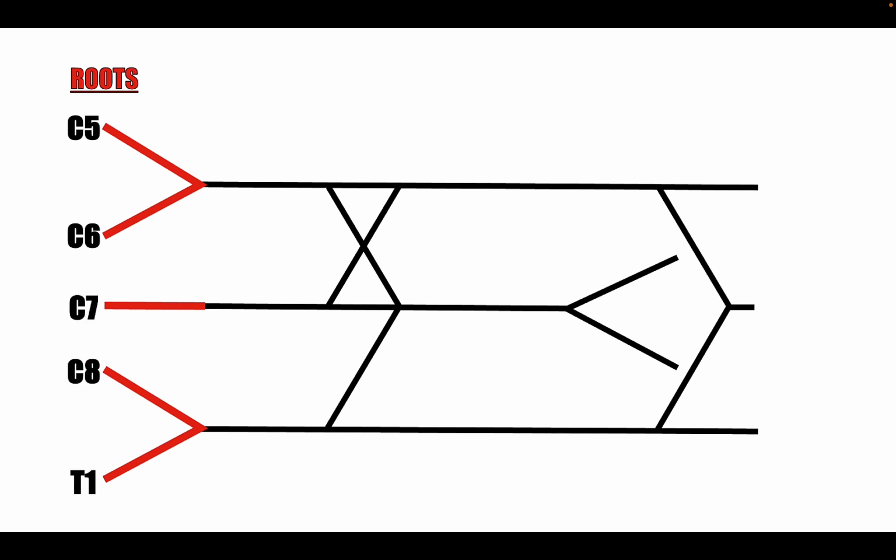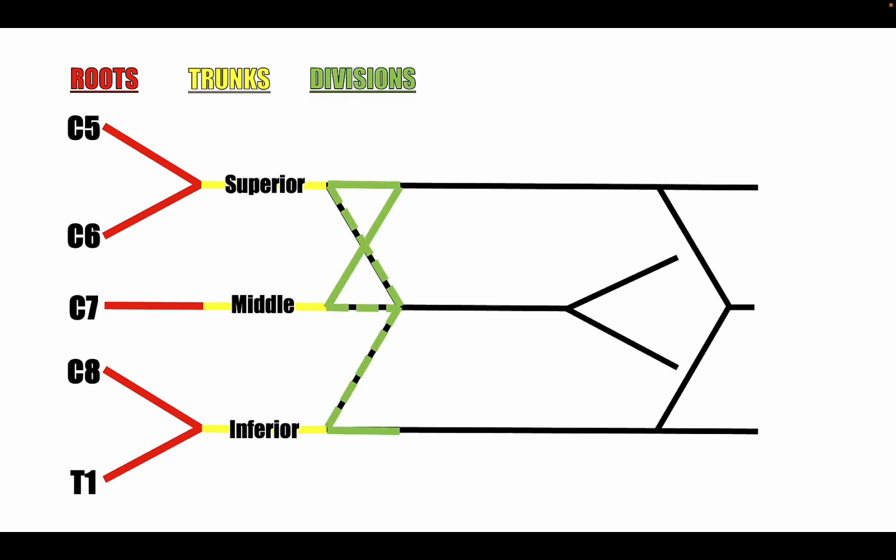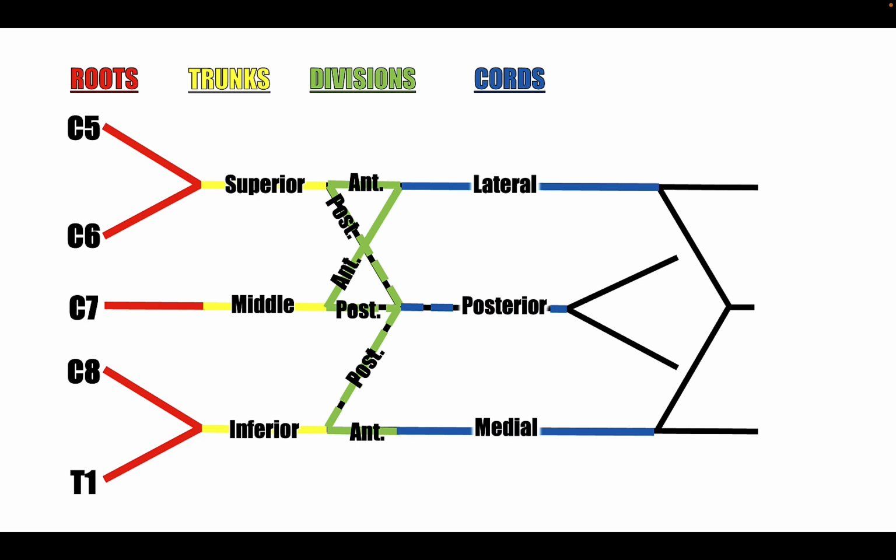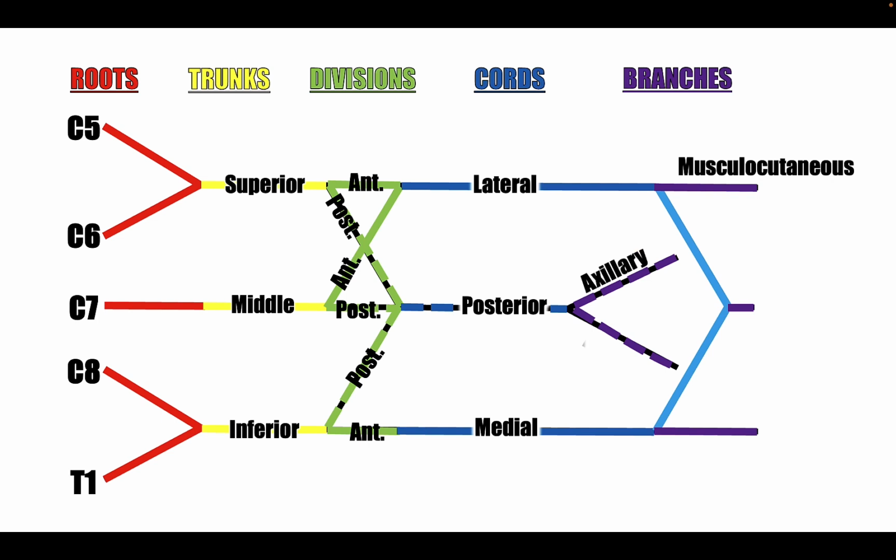Here's my roots, C5, C6, C7, C8, T1, 3 trunks, superior, middle, inferior, 3 anterior divisions, 3 posterior divisions, making 6 total. Then we combine into 3 cords, the lateral, posterior, and medial cord, and finally 5 branches. The musculocutaneous nerve from the lateral cord, the axillary and radial nerves from the posterior cord, the lateral cord and the medial cord contributions to form the median nerve, and lastly, the medial cord giving off the ulnar nerve.